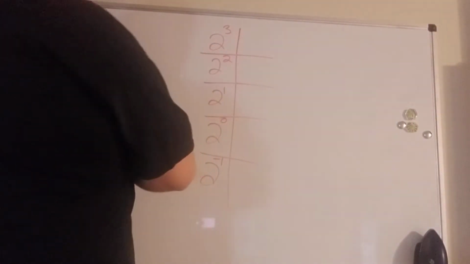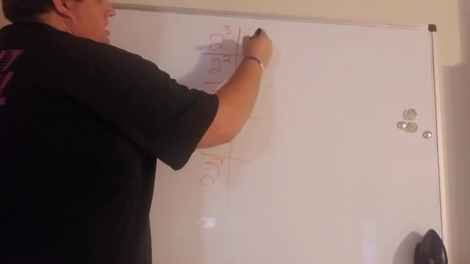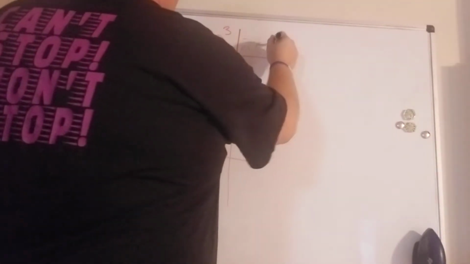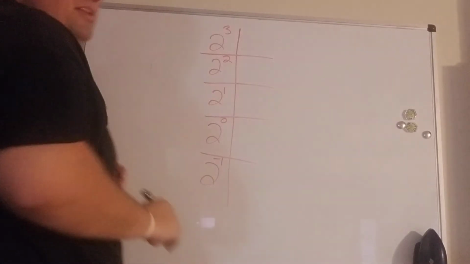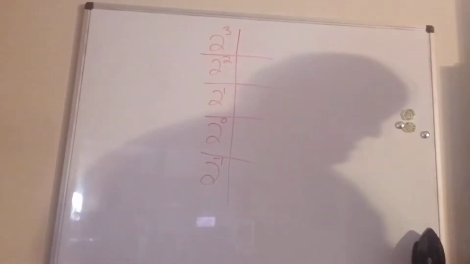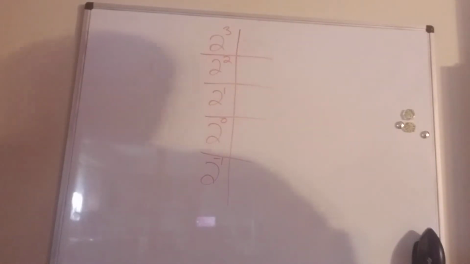So 2 to the third, we know is, ooh, that one is terrible. All right, that's not a good one. Let me try a different one. All right, that one's better.